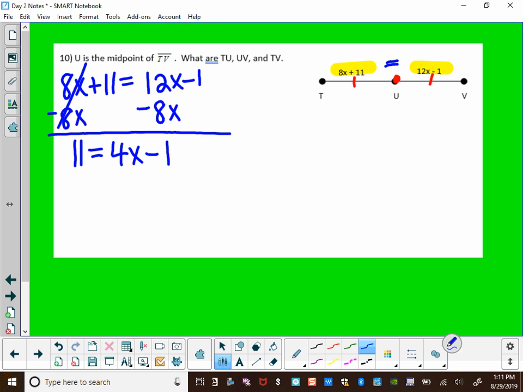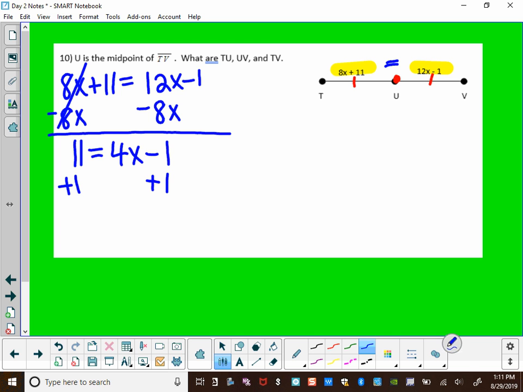I just always move my smaller number, but it really doesn't matter. If you move the 12 first, that's okay. You'll just end up with a negative 4x. And then everything will be negative, but at the end, your answer will be the same, because we still have to go through the same problems.